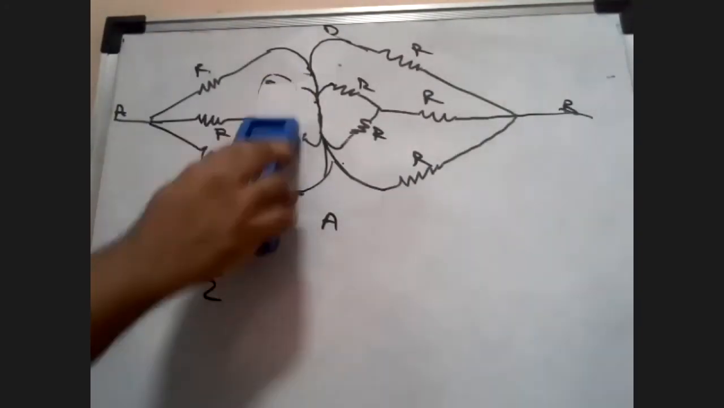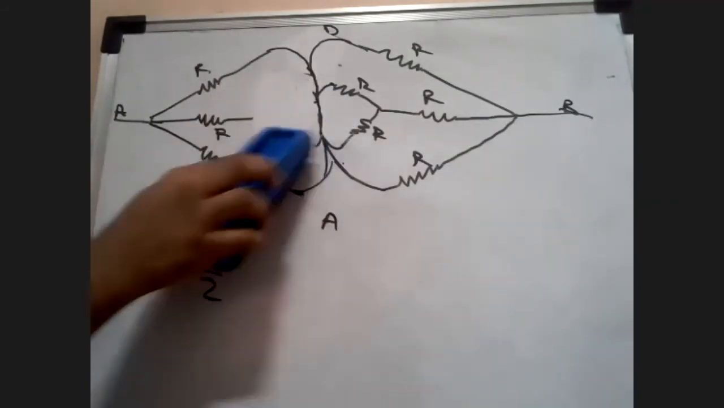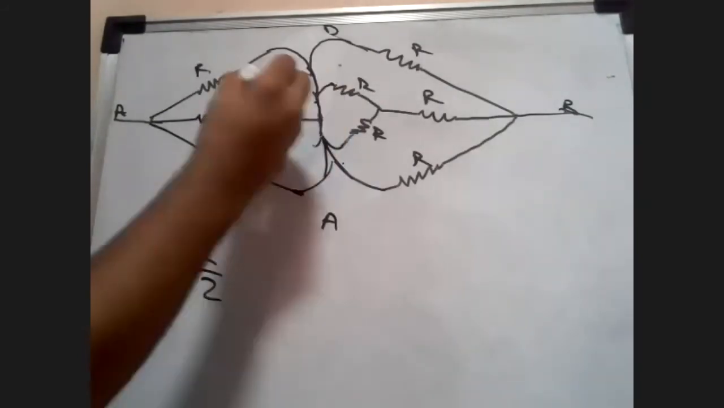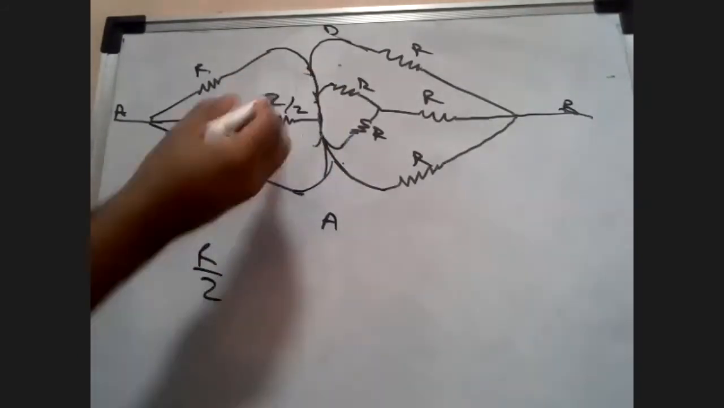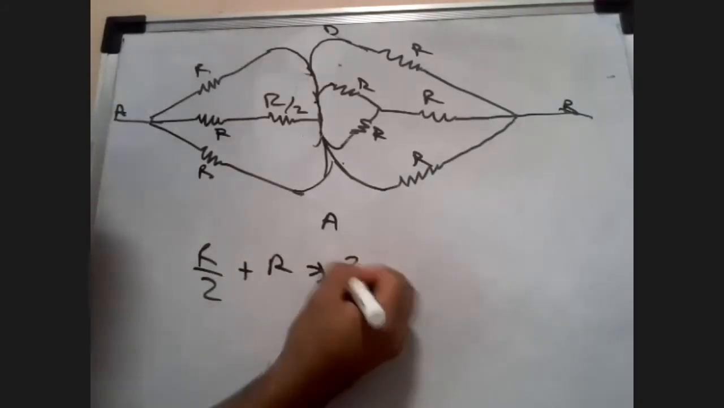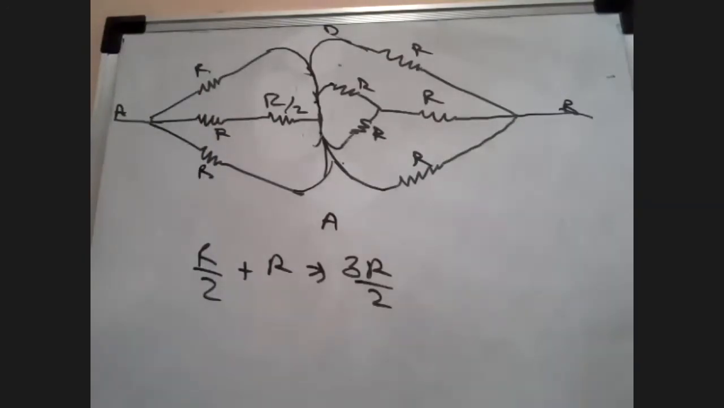Do one half of the symmetry. Don't do both the halves. Just do one half. So I'll say it is R by 2. R by 2 is in series with R. How much is that going to be? 3R by 2. Replace that with 3R by 2.